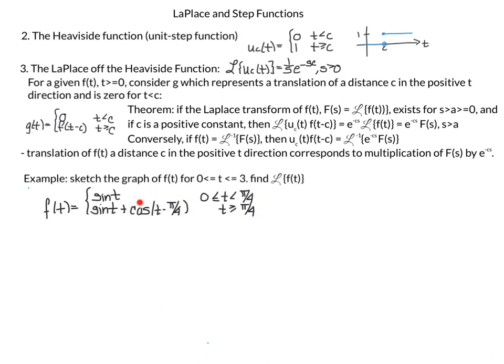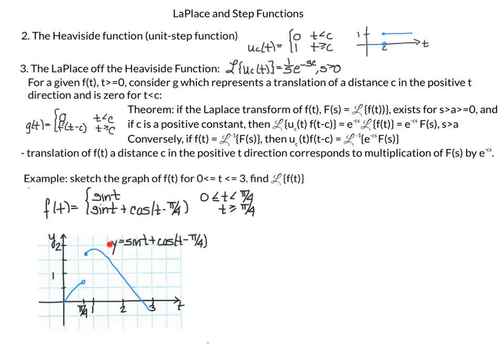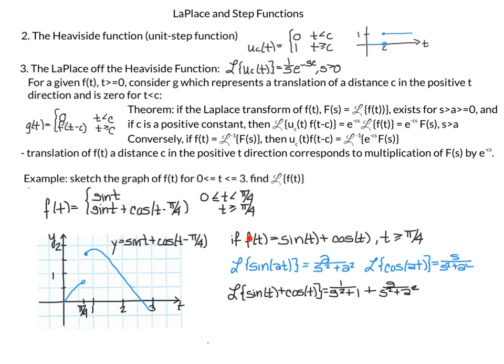And here is why this theorem and this idea of translation is important. We know how to do the Laplace transform of cosine of t, and this here is simply a translation of cosine of t by pi over 4 units to the right. So that's where this is going to play in. Here is my graph. If f(t) were instead sine of t plus cosine of t, then I could use these Laplace transform formulas.